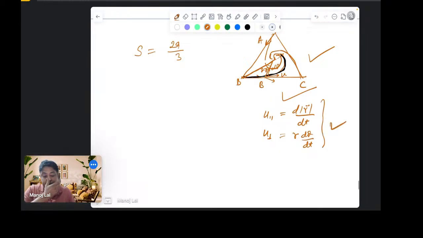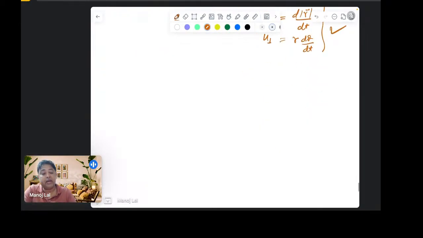You will get it. But now my question to you is how you will do the questions in which the magnitude of velocity of approach is not constant.